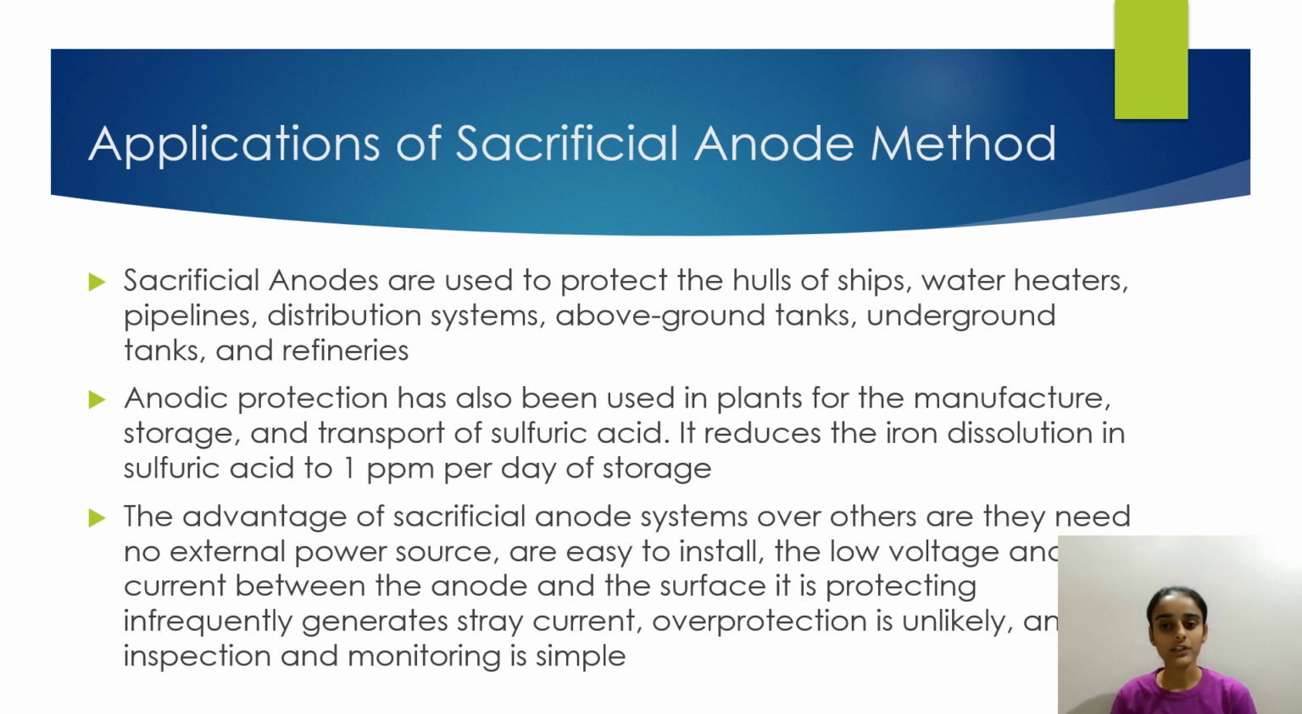Advantages of sacrificial anode systems over others are: they need no external power source, are easy to install, have low voltage and current between anode and the surface being protected, rarely generate stray current, overprotection is unlikely, and inspection and monitoring is simple.